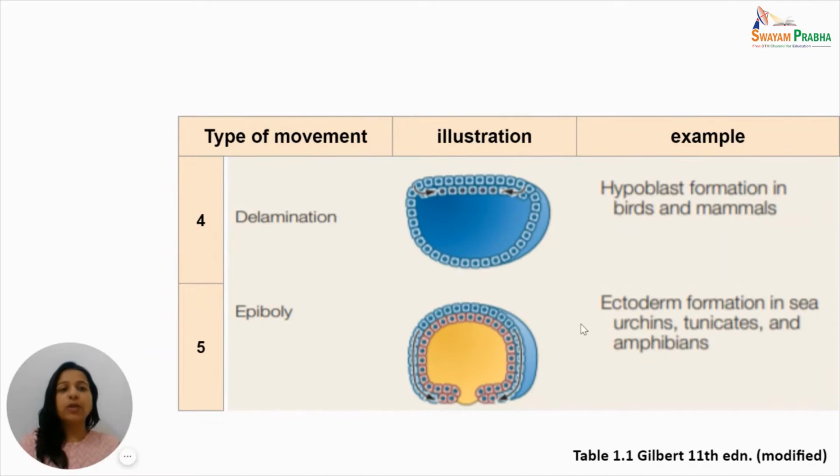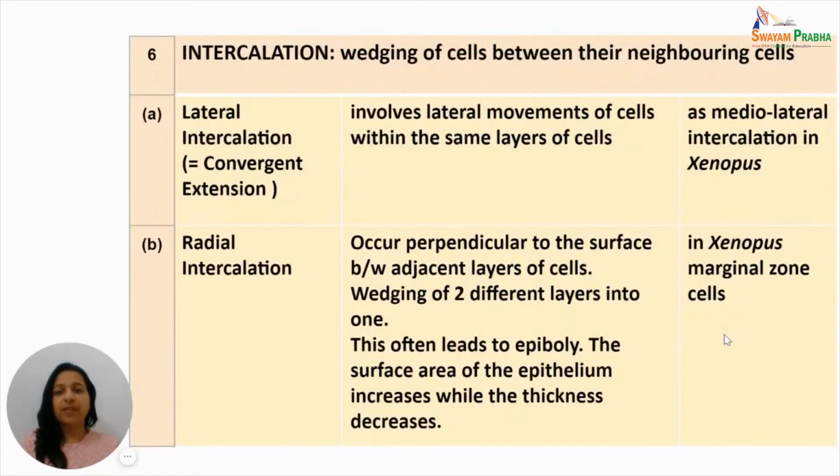Epiboly occurs during ectoderm formation in sea urchins, tunicates, and amphibians. The sixth type of gastrulation movements are the intercalation movements, which involve wedging of cells between their neighboring cells. Intercalation can be a lateral one, which is also known as convergent extension, or a radial intercalation. The lateral intercalation involves lateral or sideways movement of cells which happens within the same layer of cells. Lateral intercalation is seen in Xenopus, where we see medio-lateral intercalation.